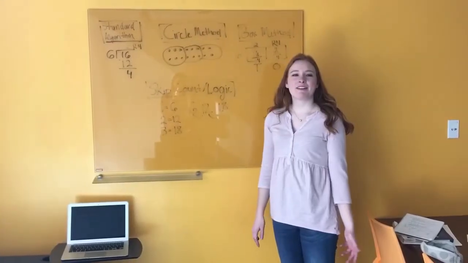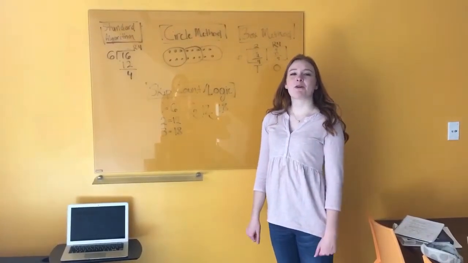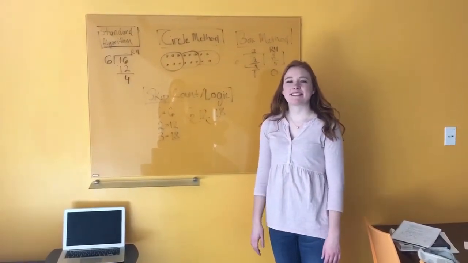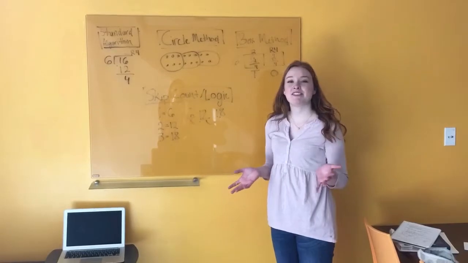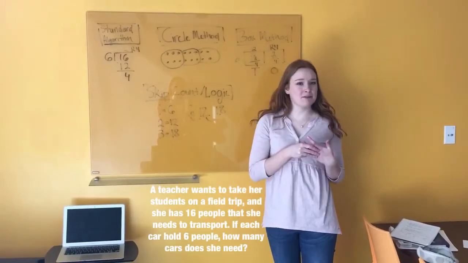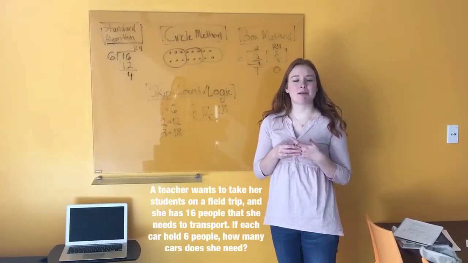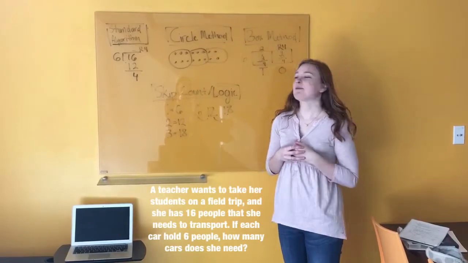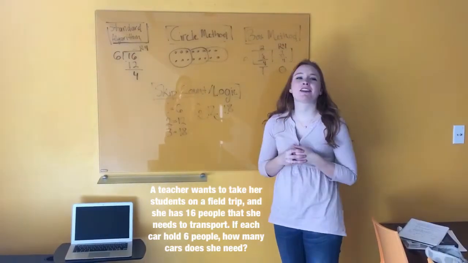The next way that we wanted to demonstrate this mathematical principle is by doing a problem for K through 6. In this problem, we have a teacher who wants to take her students on a field trip, and she has 16 people that she's trying to transport to the zoo, and each car holds 6 people. The students need to figure out how many cars the teacher will need. We identified 4 different ways that students can solve this problem.